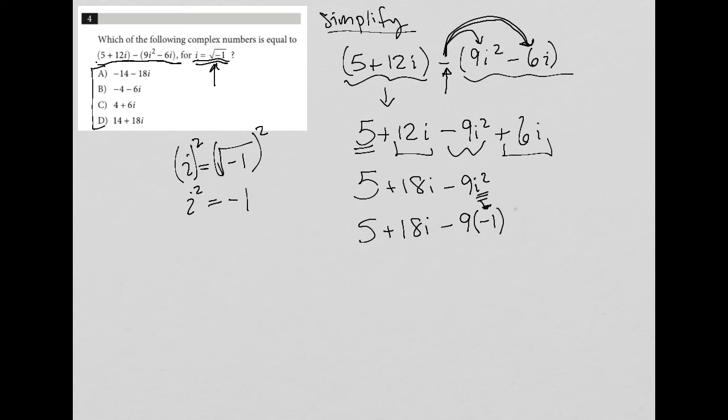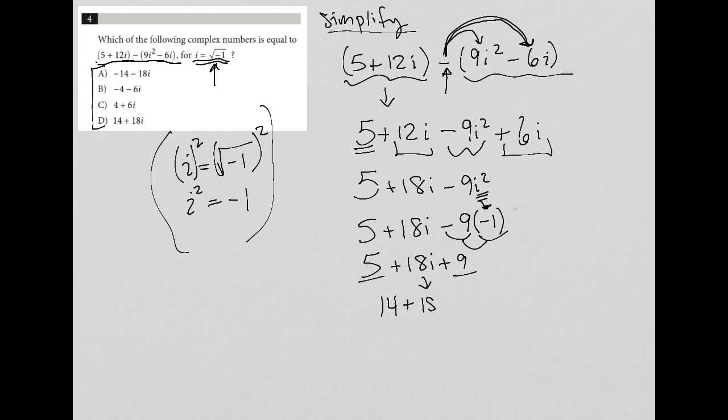And again, that's something that maybe you remember from school without even having to do this whole process over here. So let's continue to simplify. So I have 5 plus 18i. Now I have -9 times -1, which is positive 9. Combining like terms further, I have a 5 plus a 9, which is 14. So I have 14 plus, and then bring this 18i down. So 14 plus 18i. That is as much as I can simplify this in this case, and that tells me that choice D is the correct answer here.